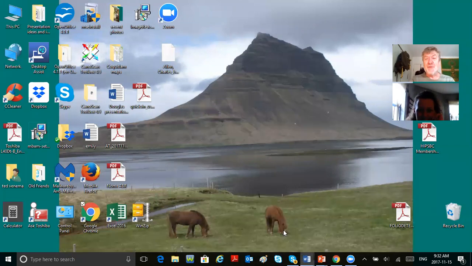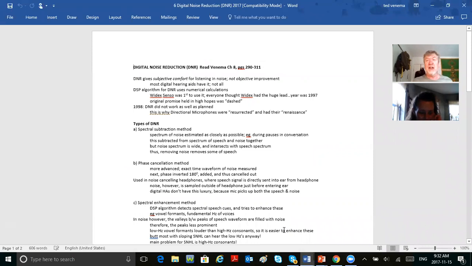Anyway, digital noise reduction. There are a few points in digital noise reduction that we went over last week, and I'll just mainly summarize them. It's very important to grasp the fact that digital noise reduction doesn't work as far as increasing speech recognition in background noise. Even though it's called digital noise reduction, really it's more of a subjective enhancement type of thing. It makes you feel better in the noise. But when noise is reduced, so is the speech, and we'll talk a little bit about that.